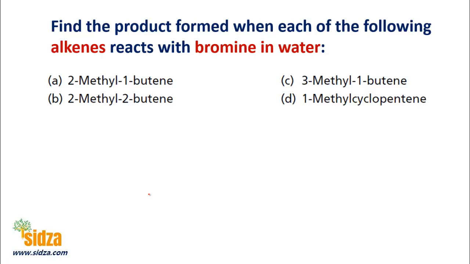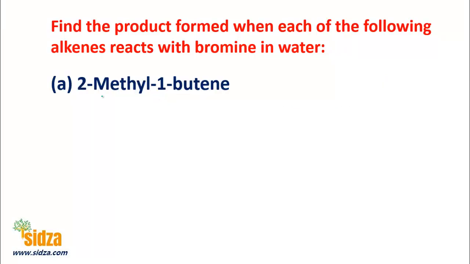Find the product formed when each of the following alkenes reacts with bromine in aqueous solution, in water. So here we have 2-methyl-1-butene. What is the product when bromine in water reacts with it? 2-methyl-1-butene is like this: CH3, CH2, CH3 here, and we have a double bond and a CH2.